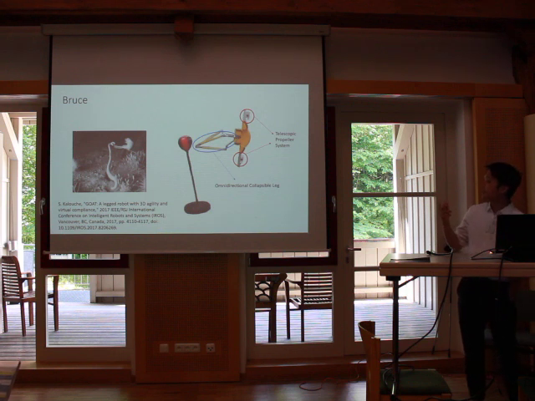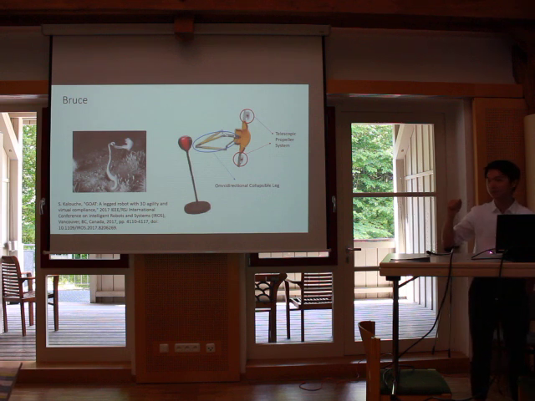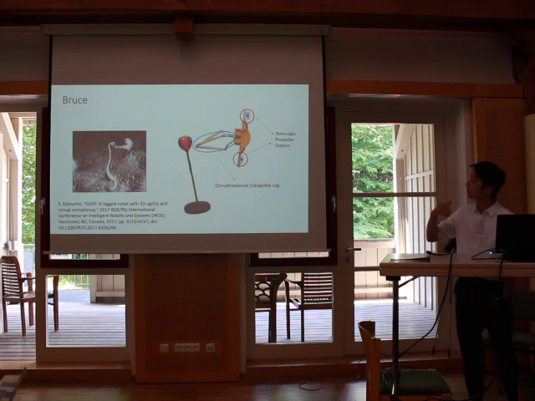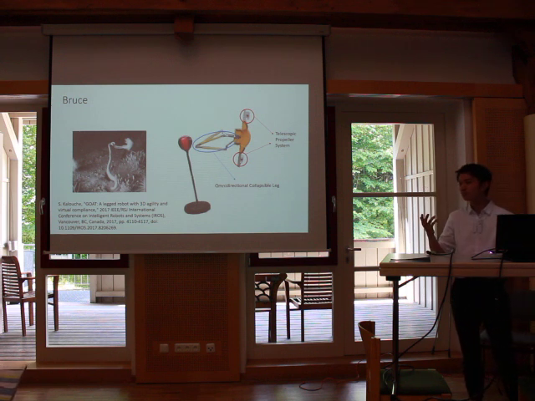So that's why we designed Bruce, which is composed of an omnidirectional collapsible leg and a telescopic propeller system. The leg is mainly for the hopping motion and the thrust for hopping high, and also the landing robustness, while the telescopic propeller system is mainly for the flight phase, rapidly accelerating the robot and dissipating the energy.